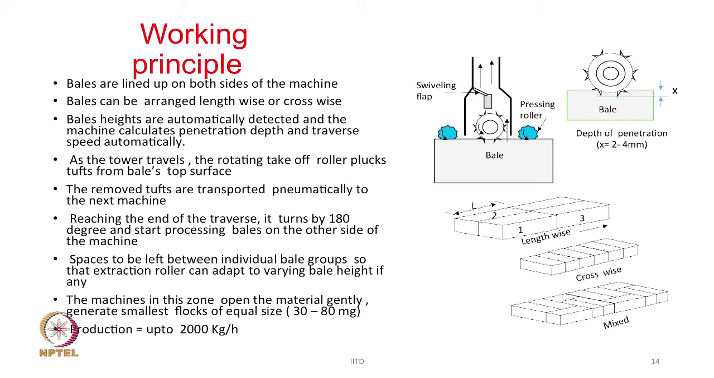As this movable tower travels, the rotating takeoff roller plucks the tufts from the bale's top surface, which we have said already. The removed tufts are transported pneumatically to the next machine. Reaching the end of the traverse, it turns by 180 degrees and starts polishing the bales on the other side.